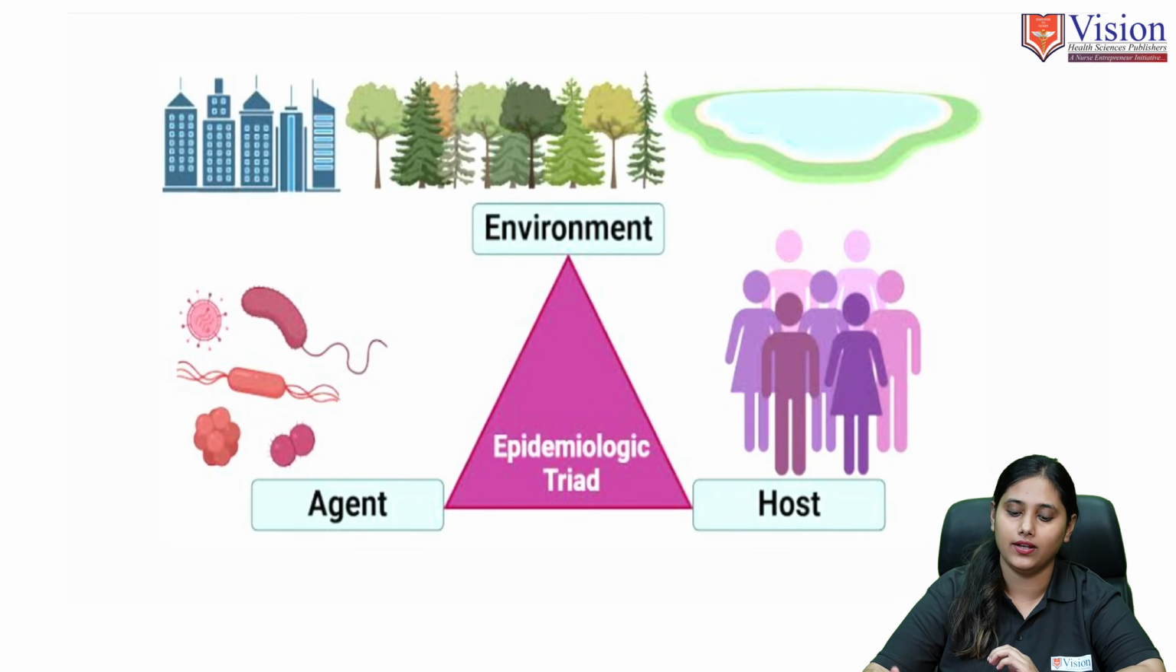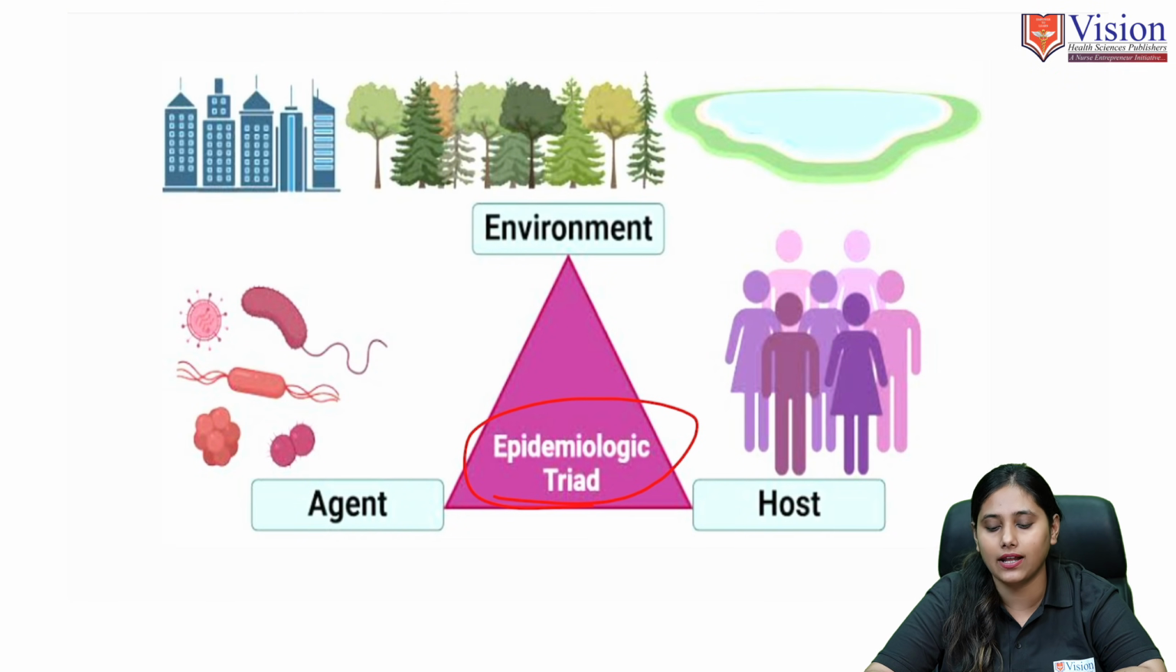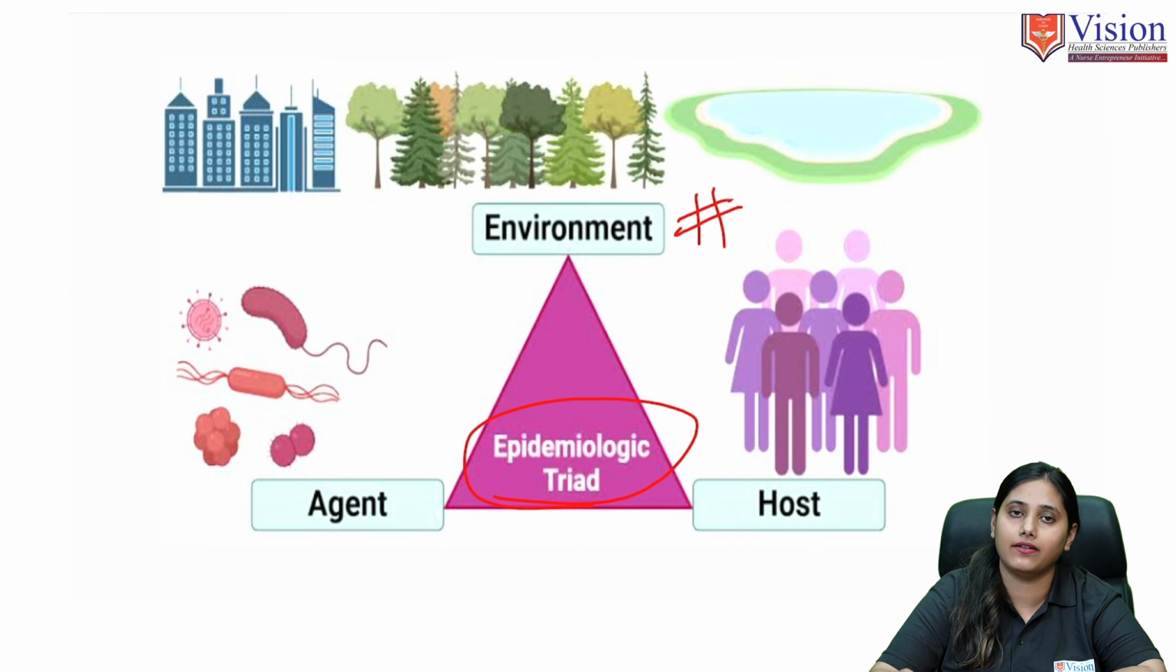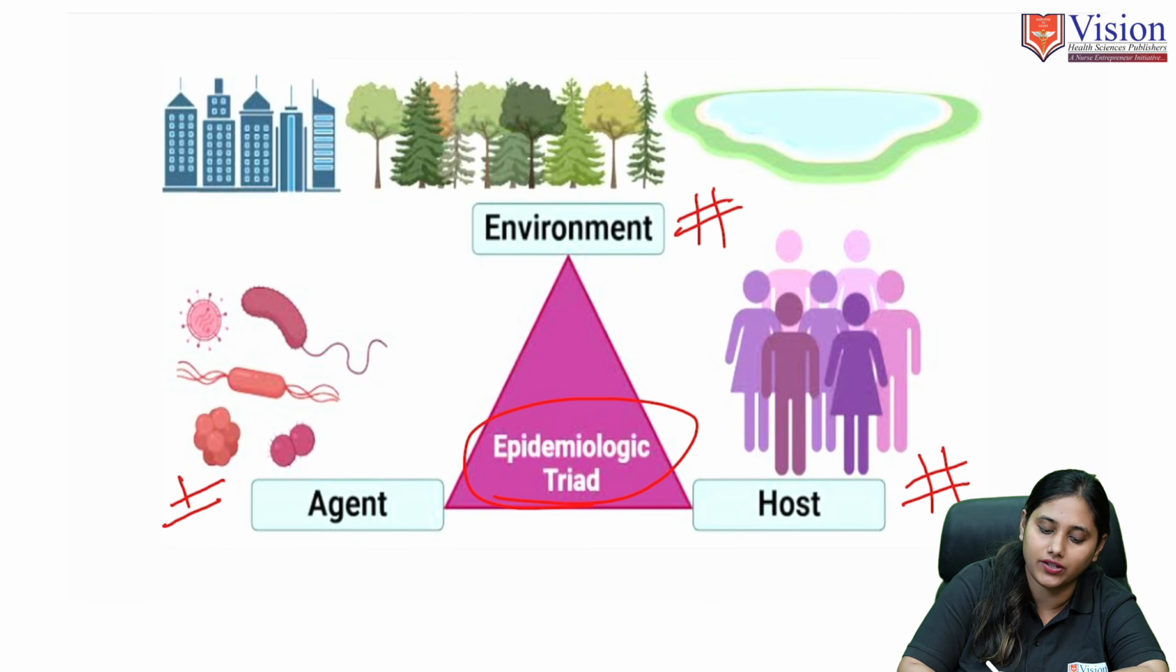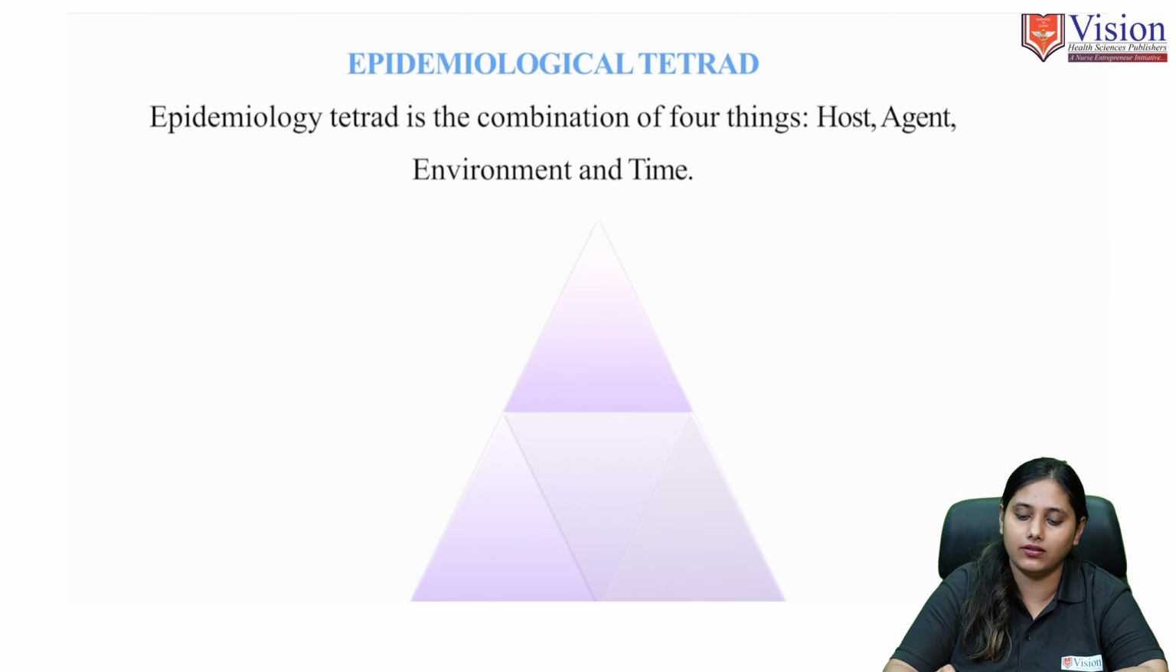The second theory is the epidemiological triad. What are the three components of the epidemiological triad? First is the environment. Environment is affecting the health. The second is the host. And the third is the agent. So we will see what these three things are.